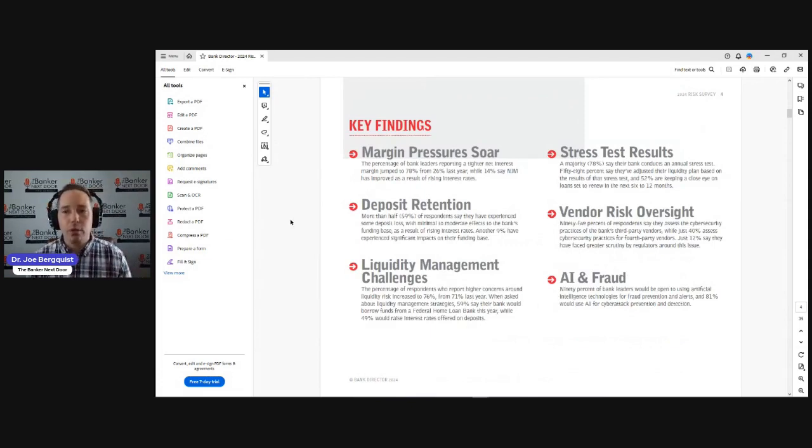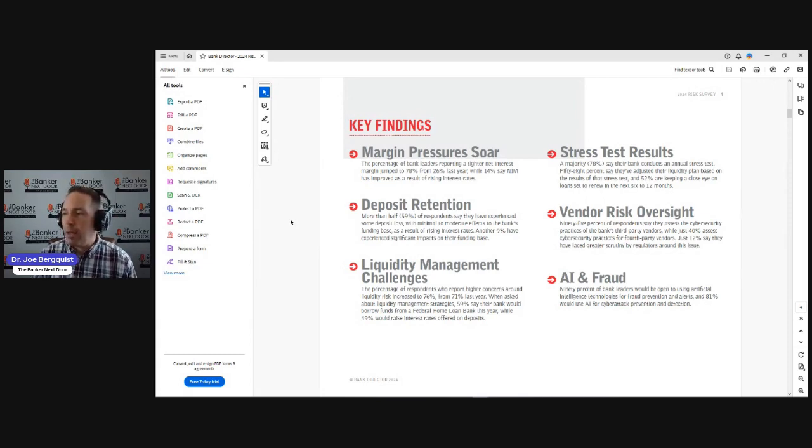We have margin pressures soar. The percentage of bank leaders reporting a tighter net interest margin jumped to 78% from 26% last year, while 14% say net interest margin has improved as a result of rising interest rates. Deposit retention is obviously a major thing. More than half, 59% of respondents, say they have experienced some deposit loss, with minimal to moderate effects to the bank's funding base as a result of rising interest rates. Another 9% have experienced significant impacts on their funding base.